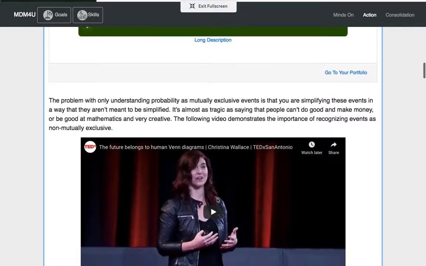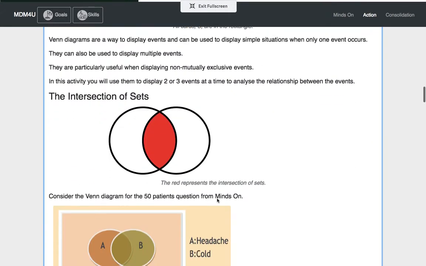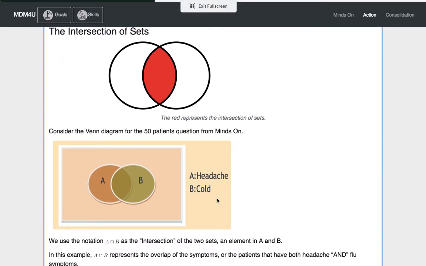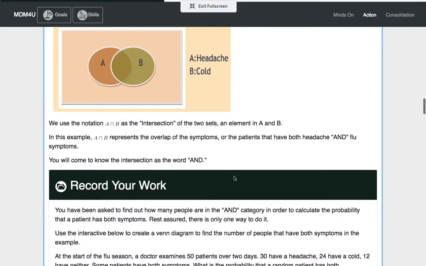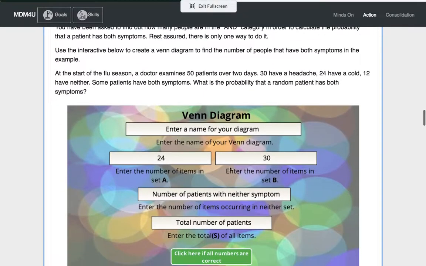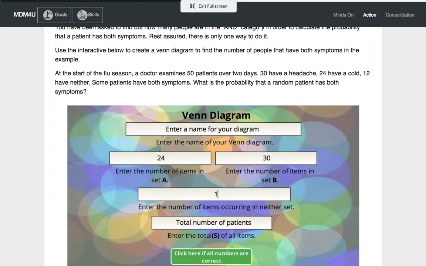So you have the games, a fair reflection, a couple of TED Talks, and the Venn diagram. I am going to include a YouTube video that explains very well how to find the middle, the intersection of sets. So you have set A, set B, and how do you find this middle number for this flu question? Down here for the Venn diagram, it says there are 50 patients, 30 have a headache, so you'd enter 30 here, you'd put 24 for a cold, and 12 have neither, and the total number of patients is 50 right here.